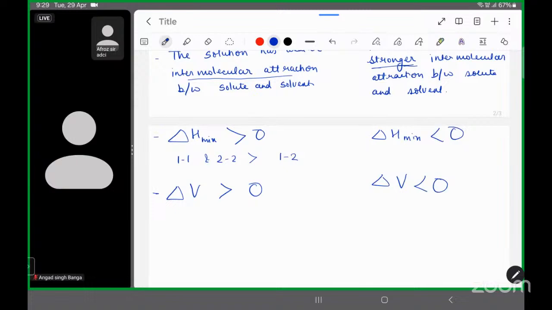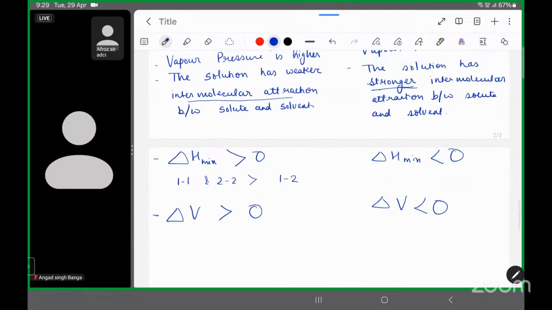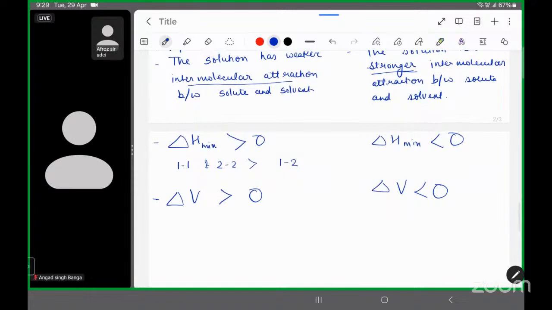Delta H mixing is greater than zero. It means it is endothermic. Okay. More energy is absorbed than the energy released in the formation. And delta V mixing is also greater than zero, because of the weaker intermolecular forces, the particles are far apart and they will acquire a greater volume. So delta V, the volume change, is also more than zero.